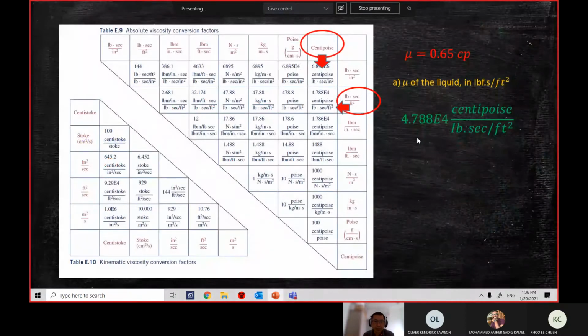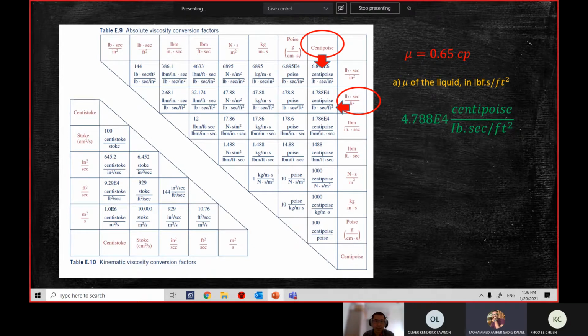Any question on this table before I change the slides? No, sir. Clear? That means for each pound times second per feet square equals 4.788 E4 centipoise.